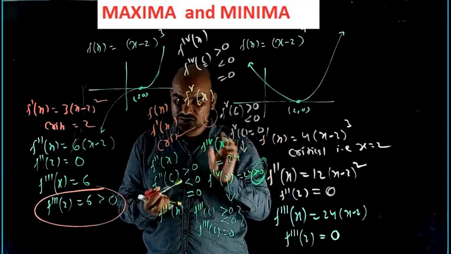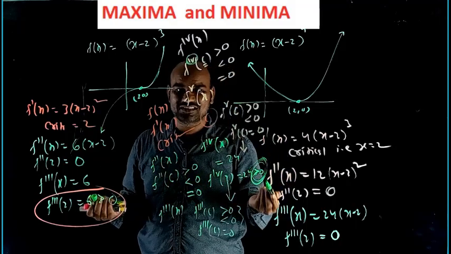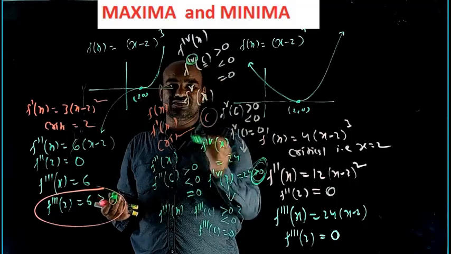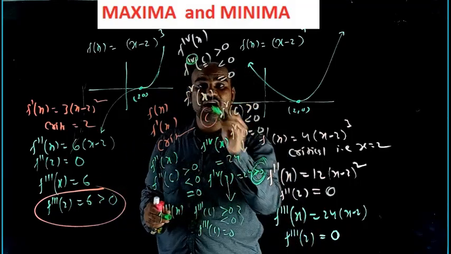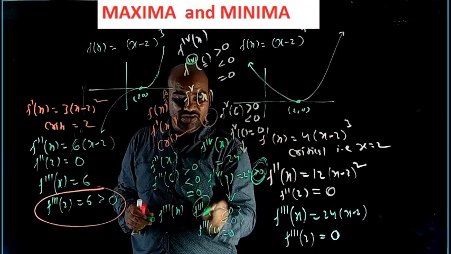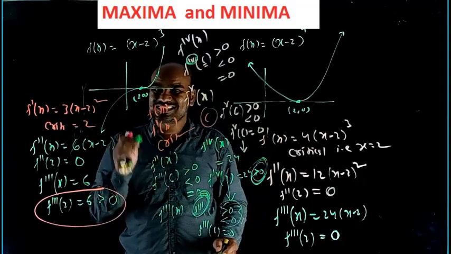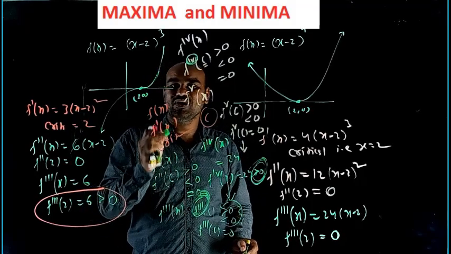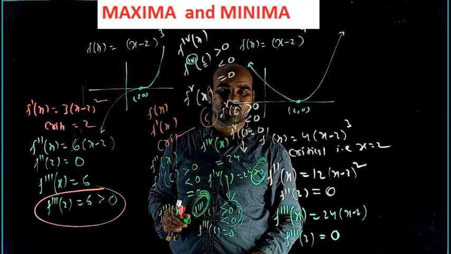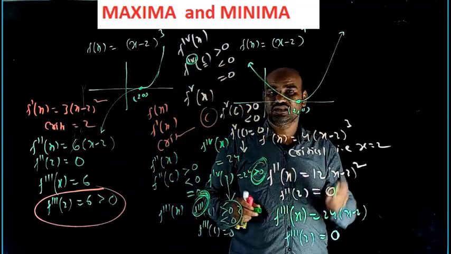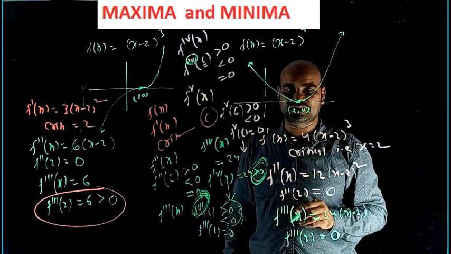So here what is the conclusion? If n is even, we can conclude what c is, if it is greater than 0 or less than 0. For odd derivatives, if greater than 0 or less than 0, that c is treated as neither minima nor maxima. Understood? Okay.